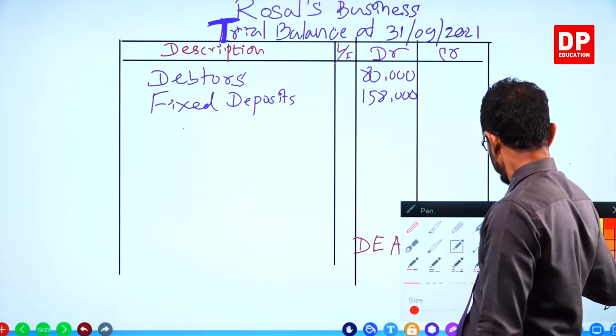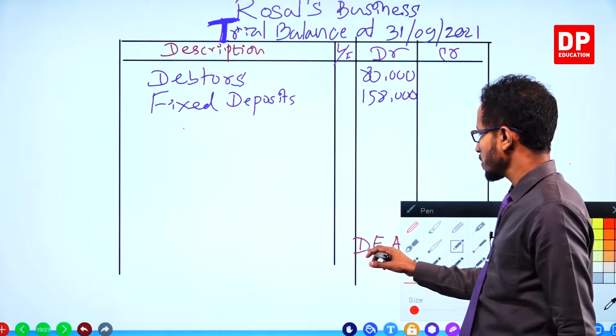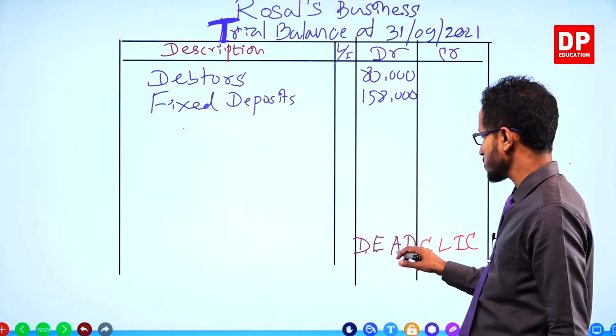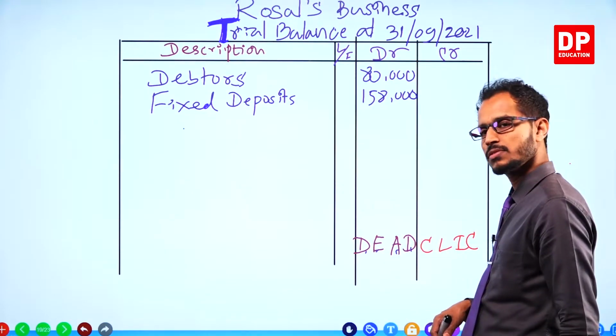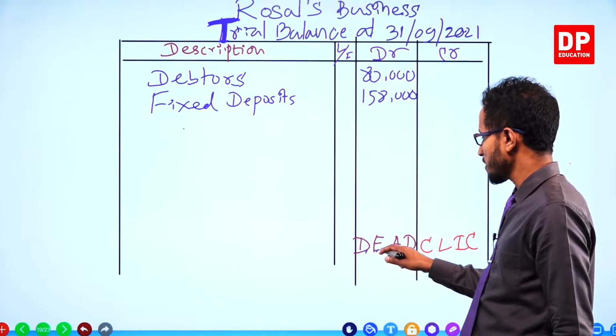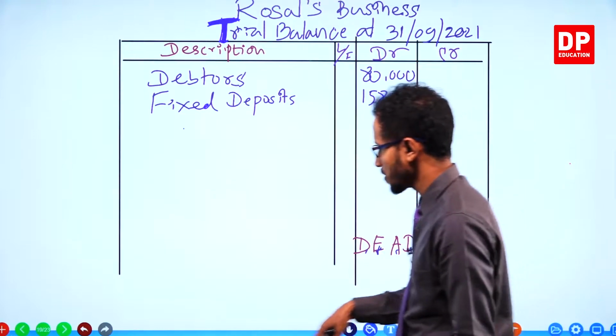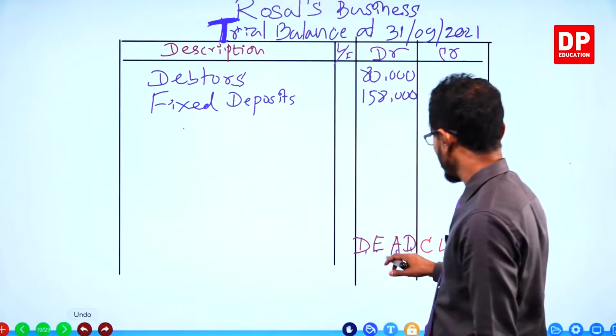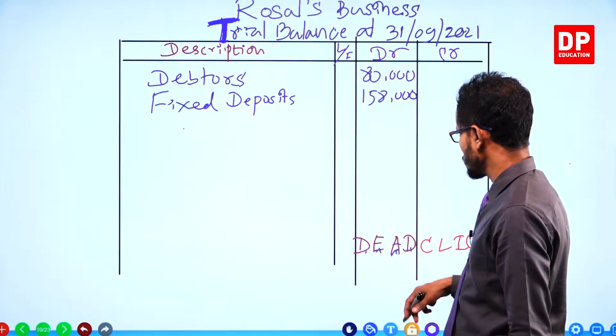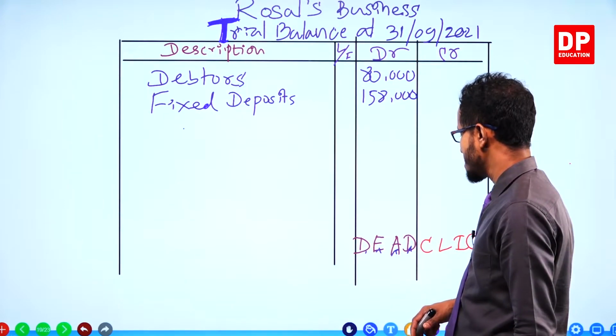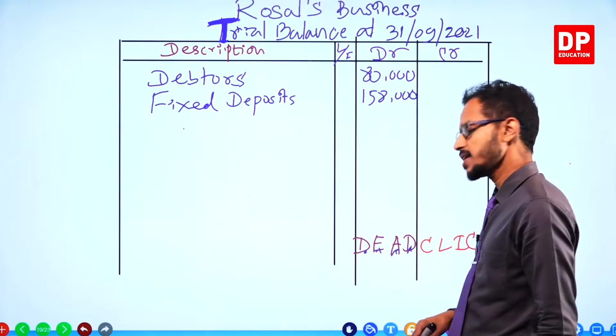Children, dead means debtors, expenses, assets, drawings. All the debtors accounts should be debited. All the expense accounts should be debited. All the asset accounts should be debited. All the drawing accounts should be debited.